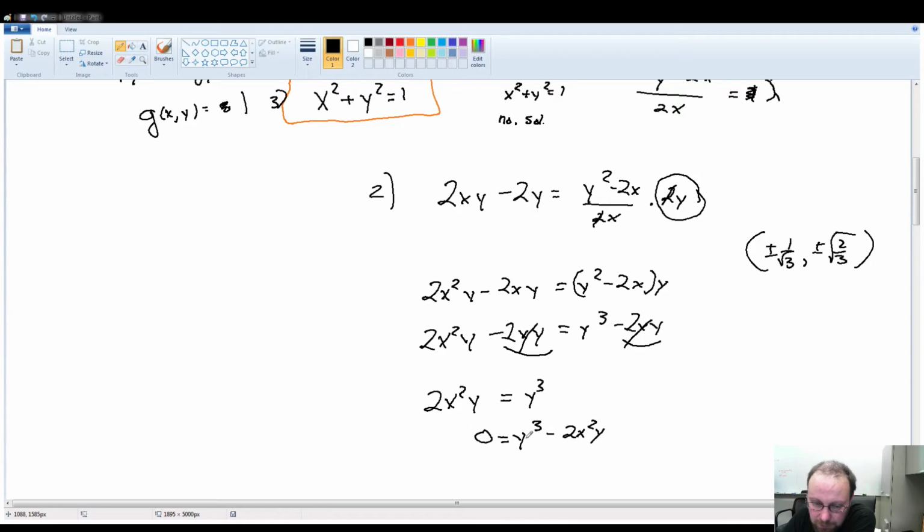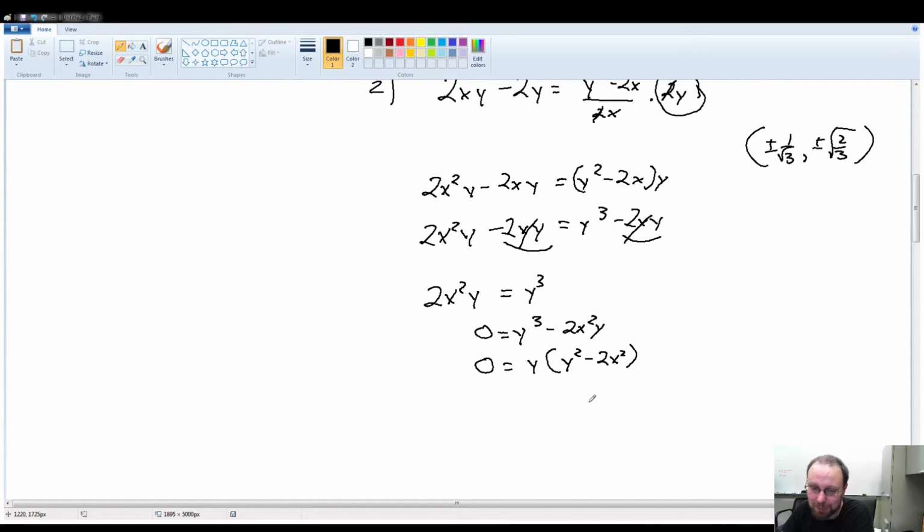All right, so I brought everything to the right-hand side because we like to factor to see when stuff is equal to 0. So we can bring out a y. Okay, this might work out. Look at that. So this is the hardest part, right? Trying to solve for x and y here. But now we see that we have cases. We have the case where y is 0, and we have the case where y squared minus 2x squared is 0. So this means that y squared equals 2x squared.